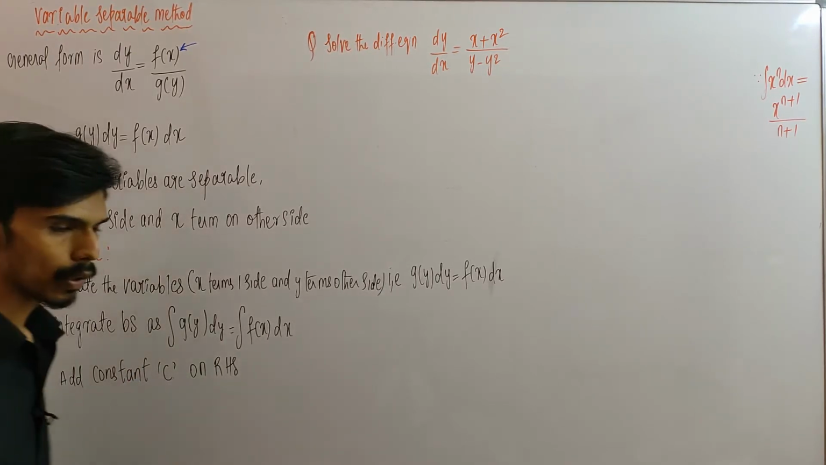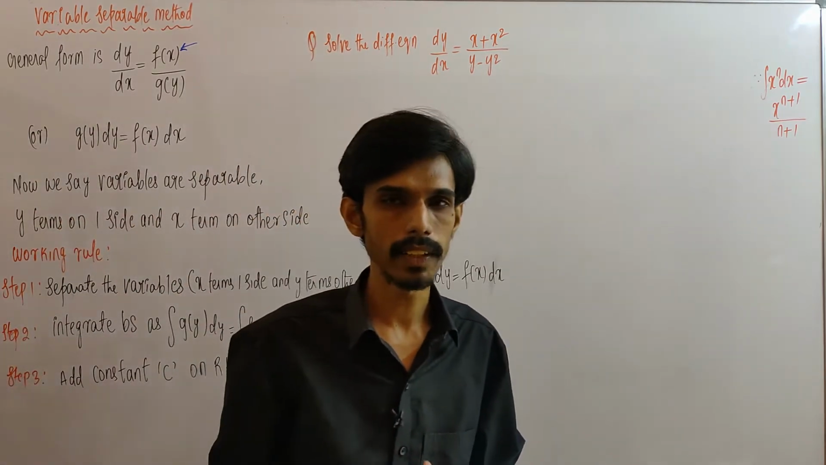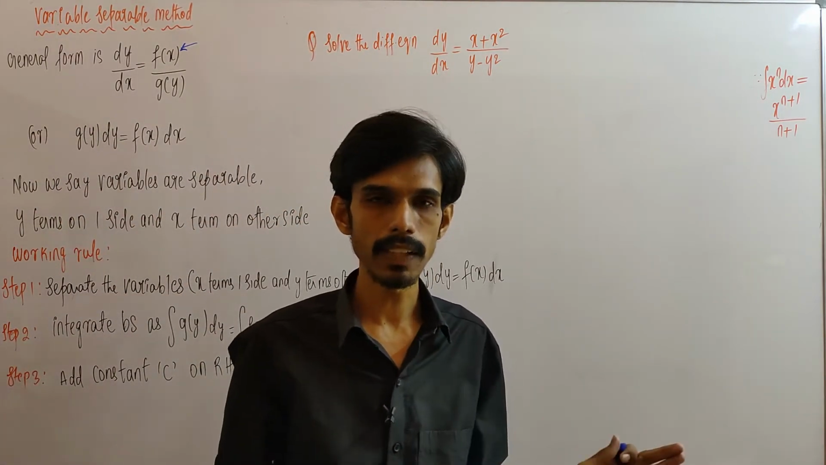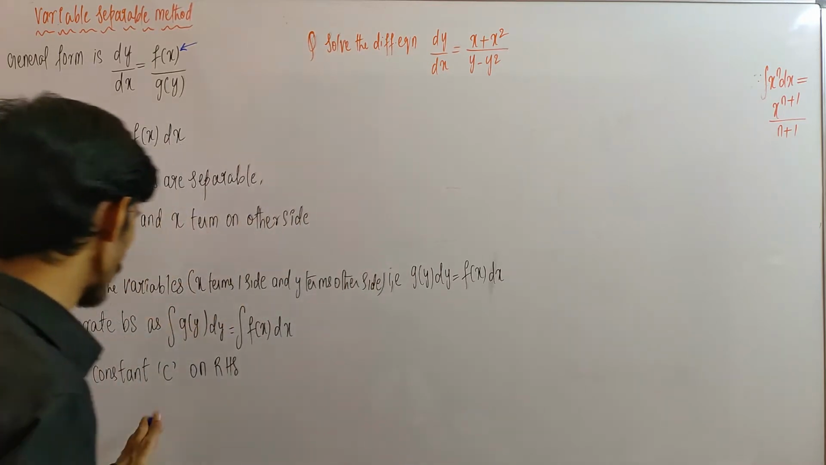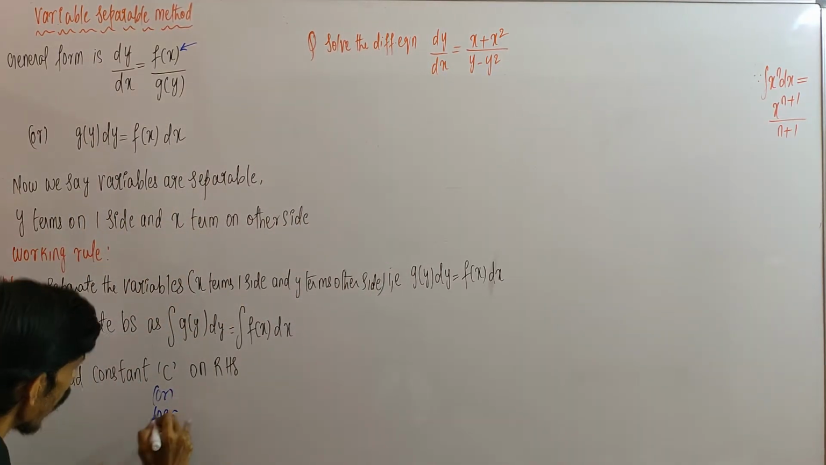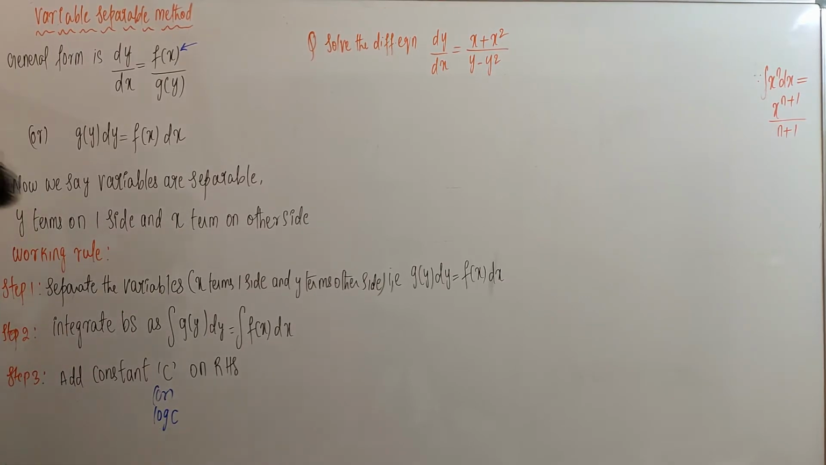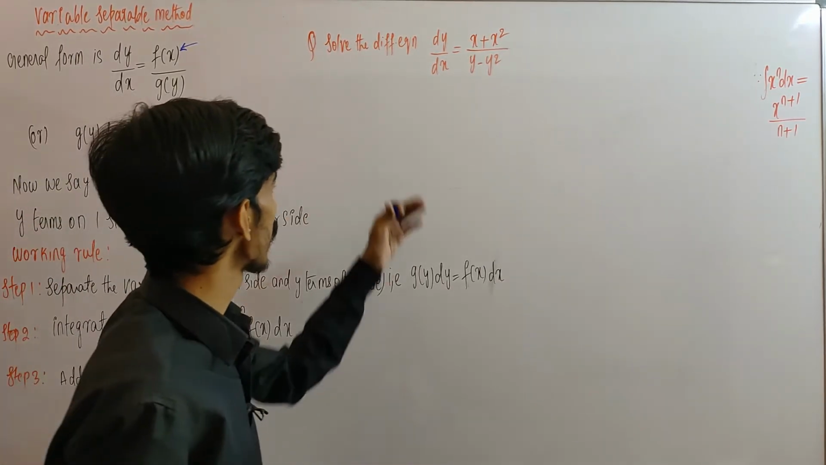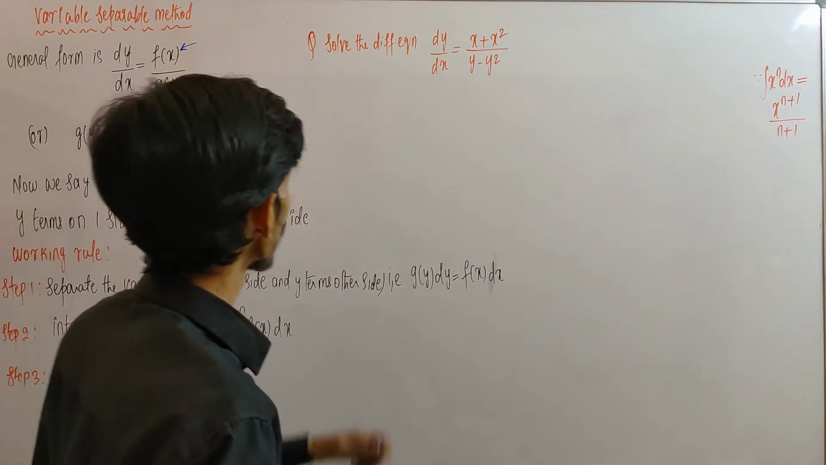Now the last step is adding a constant c on the right hand side. Here we are adding constant c, k or any other constant. If the equation contains all log terms, then sometimes we add log c on the RH side. Here let us see the solution for this question.